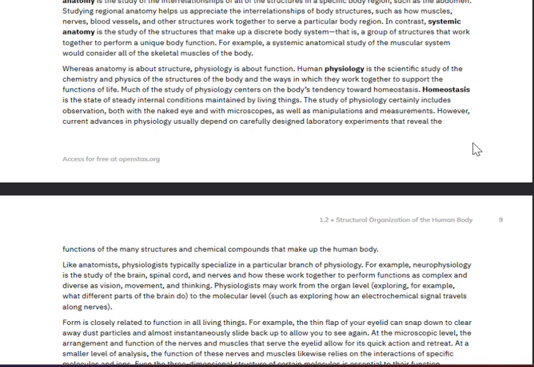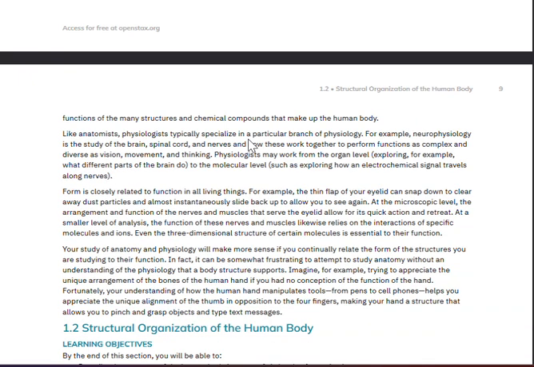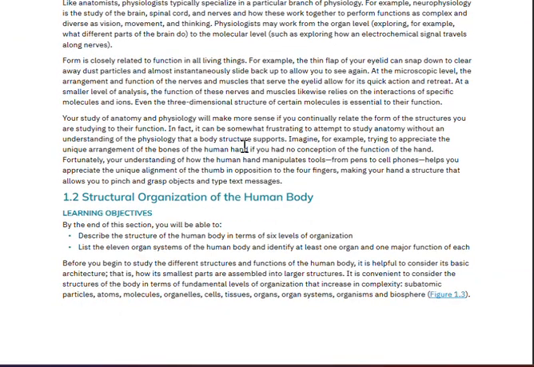Homeostasis is a pretty important concept. It just means how the body maintains and regulates a normal condition. Homeostasis is the state of steady internal conditions maintained by living things. Alright, let's keep going.